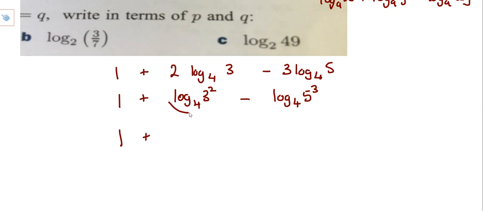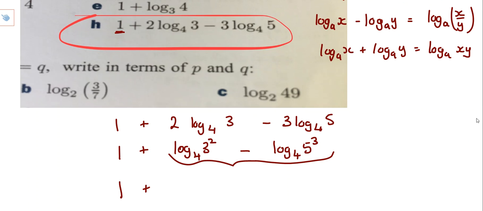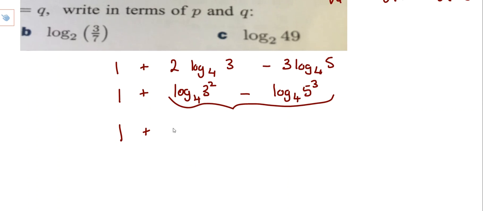So this bit now I use the second rule that I was talking about, this one. So that will give me log to the base 4 of, well, 3 squared is 9, and 5 cubed is 5 times 5 times 5 is 125. So I've got 9 over 125. Okay.